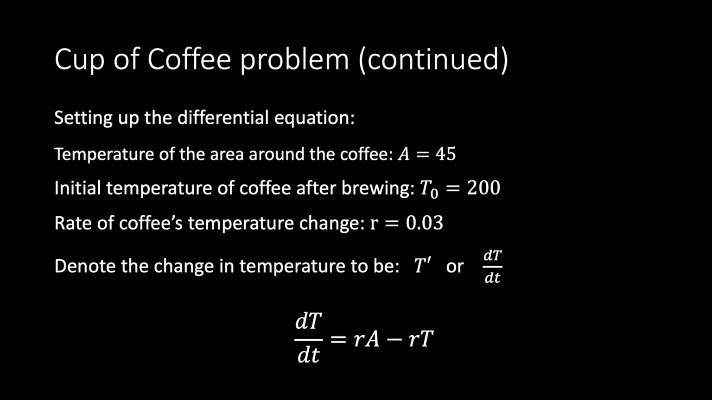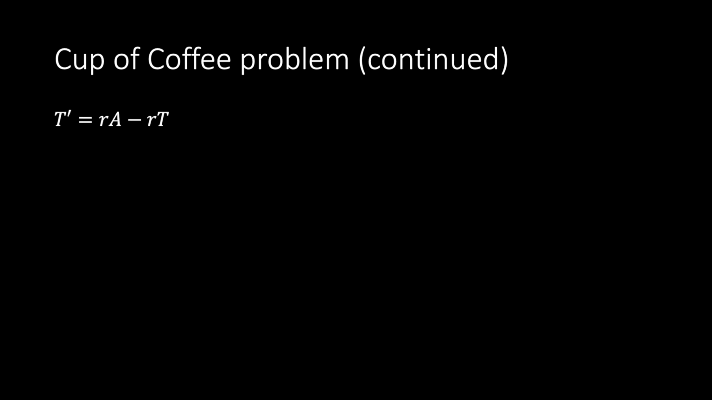Let's interpret this equation. We are saying that the change in temperature of our coffee is described as the rate of temperature change multiplied by the temperature of the air around the coffee minus the temperature of the coffee. And this makes sense because we expect the temperature of coffee to be cooler when it's exposed to the cold air around it. Now we seek to solve the differential equation.